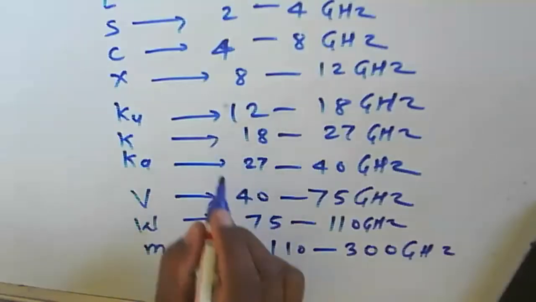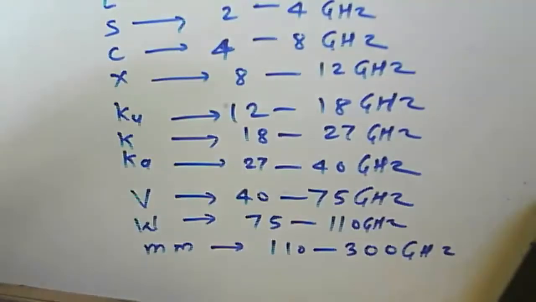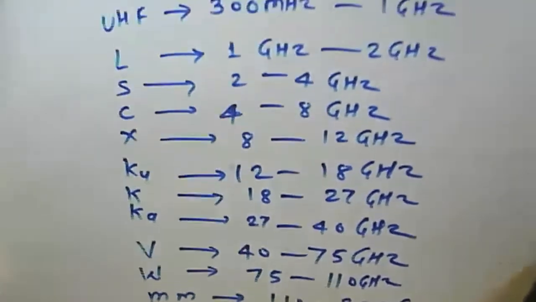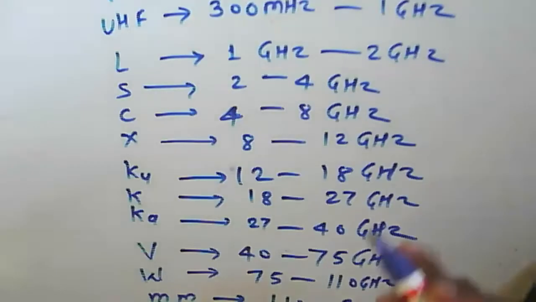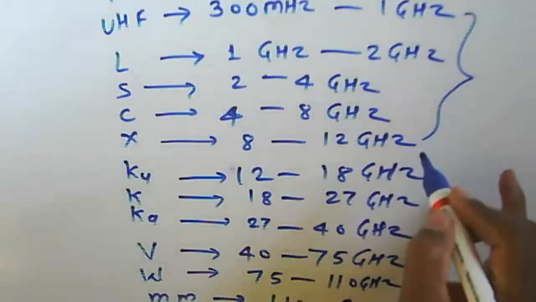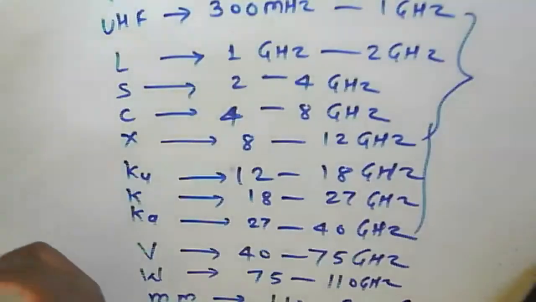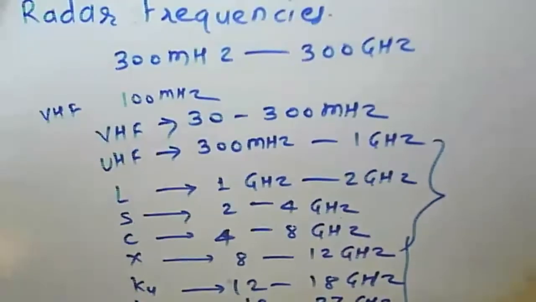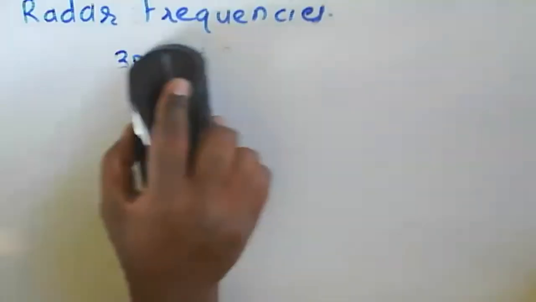Now these are the frequencies of a radar. These are the various frequencies of radar that are used. Mostly, these bands of frequencies are used by radar up to 40 gigahertz nowadays. So these are the bands people are using, and military applications and others use this particular band of frequencies.